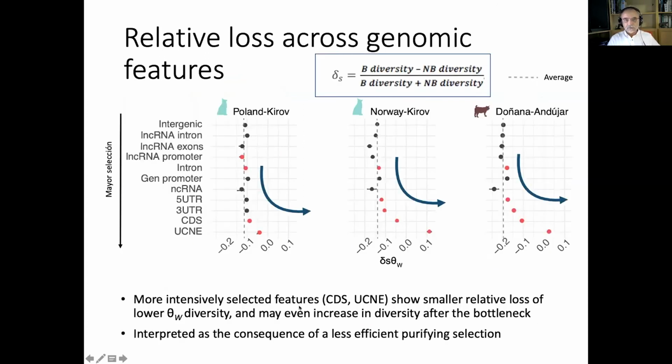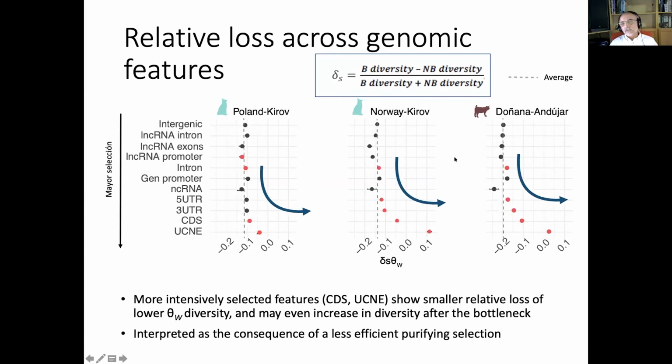So we wanted, as I said, to go beyond average and rather focus on the variance of the outcome of the bottlenecks across the genome. So we compare diversity between bottleneck and non-bottleneck populations in different chromosomal regions, and I'm showing here different annotation features that are ranked according to expected selection intensity, with intergenic representing neutral sequences at one end and ultra-conserved non-coding elements at the other extreme. And here what we represent is average diversity loss. So basically it's the difference between bottleneck and non-bottleneck, and it's a relative difference. So we divide by the sum of the two diversities.